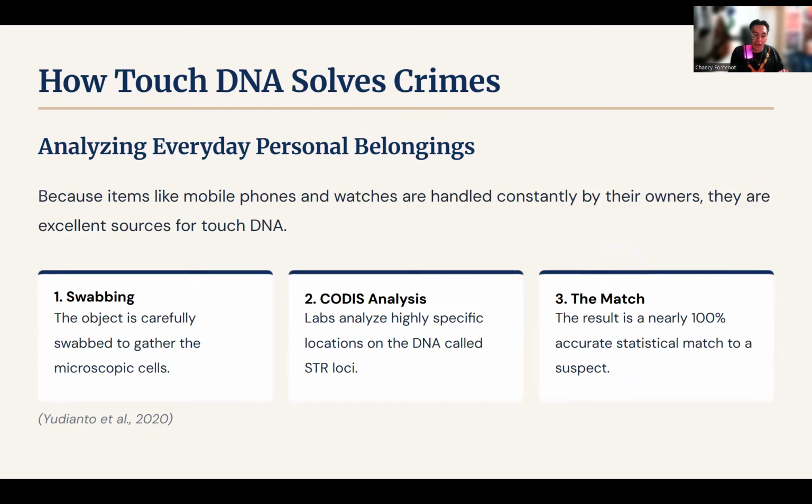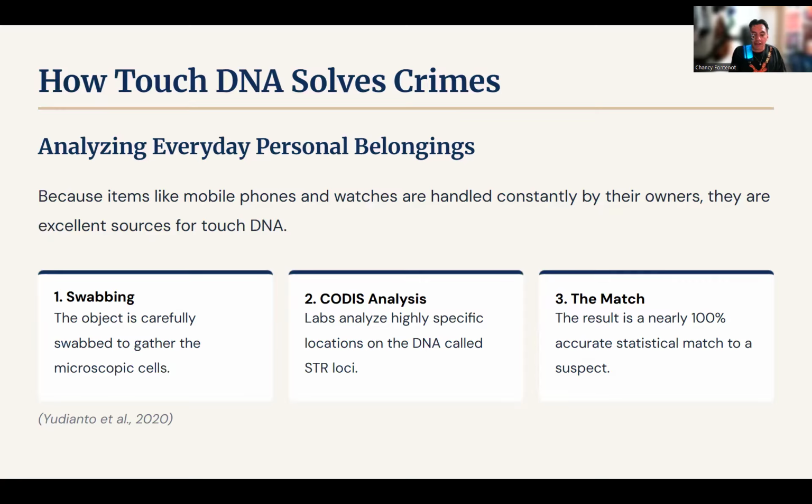So you might wonder how this microscopic trace might actually solve crimes in the field. Based on the empirical work of Udianto and his team, everyday personal belongings like mobile phones and watches are excellent sources for touch DNA because they're handled constantly by their owners. The investigative process follows three core stages. First is swabbing, where the target object, like a cell phone, is carefully wiped down to gather these microscopic skin cells.